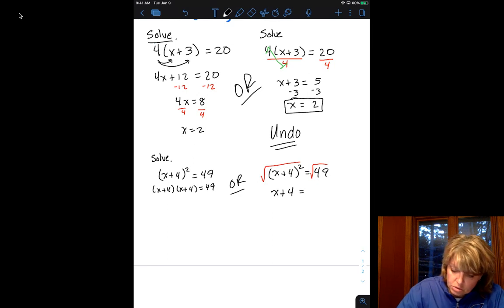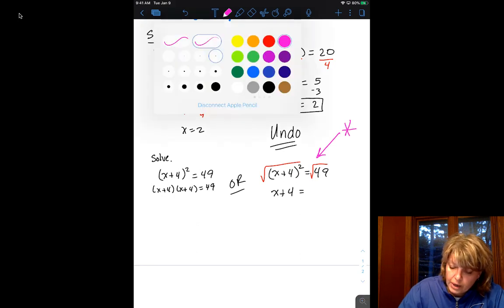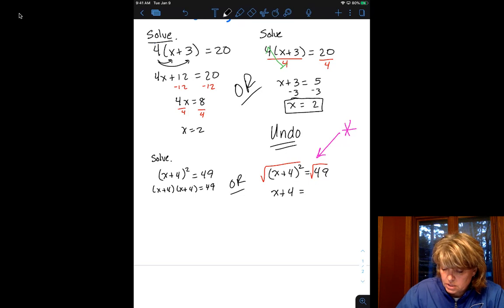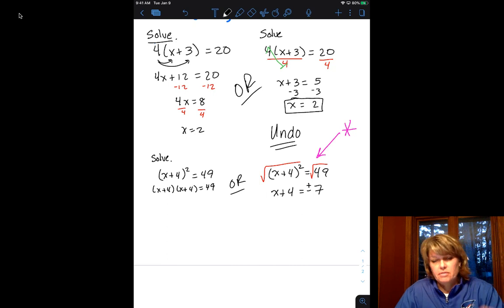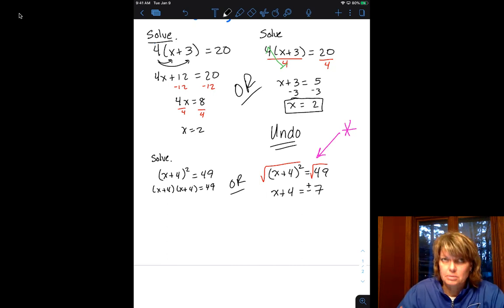Now, we have to make sure we're aware. Hint, hint, hint. Make sure you think about this. When you ask yourself, what's the square root of 49? Most of you would say 7, and you're very correct. But don't forget, there's also the negative 7. 7 times 7 is 49, but also negative 7 times negative 7 is 49. So in this case, we're going to get 2 choices.